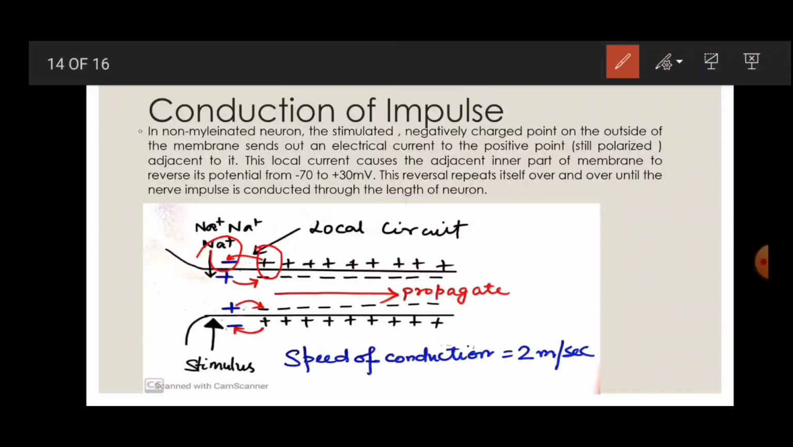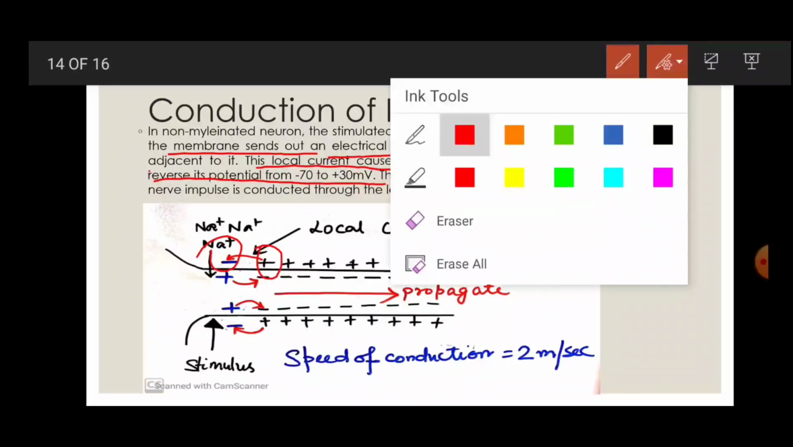These arrows denote the flow of electrons, and as you know, the flow of electrons is in the opposite direction to the flow of the current. So this statement is correct. It says that the negatively charged point on the outside of the membrane sends an electrical current to the positive point that is still polarized. This local current causes the adjacent inner part of the membrane to reverse its potential from -70 to +30 millivolt. That is what is seen during depolarization.